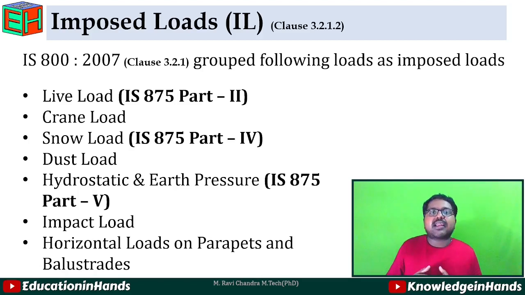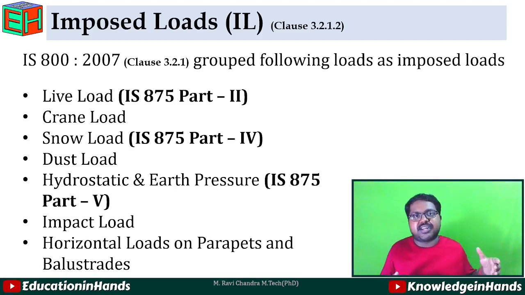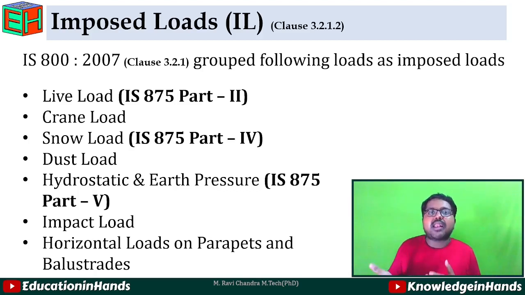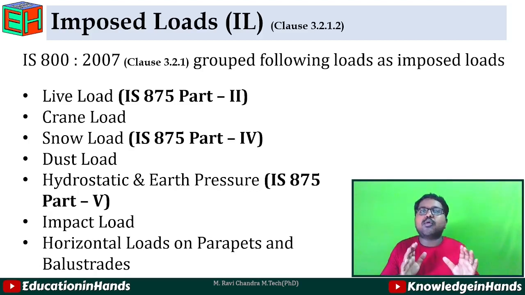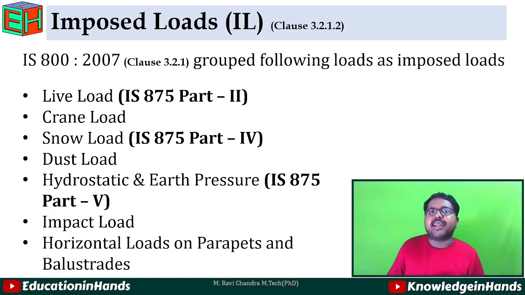Whenever we are climbing steps, we use balustrades as a support. And also in balconies, we use parapets for supporting. At that time, there is a horizontal load we are applying on those balustrades and parapets. This is also a temporary load, so we are considering it in the imposed load category. All these loads come under imposed loads.